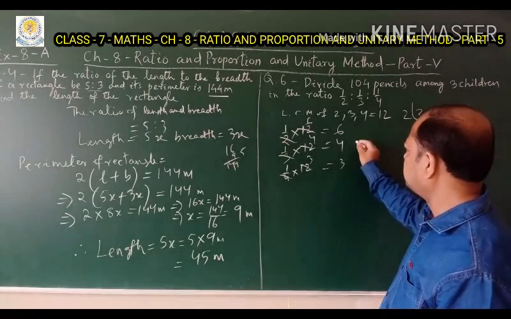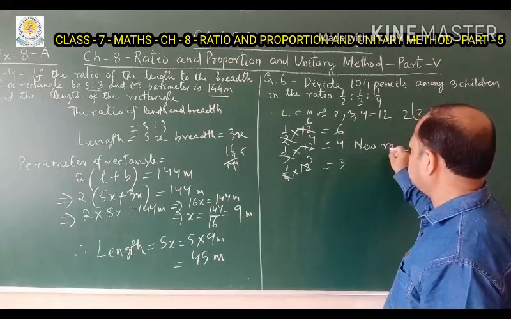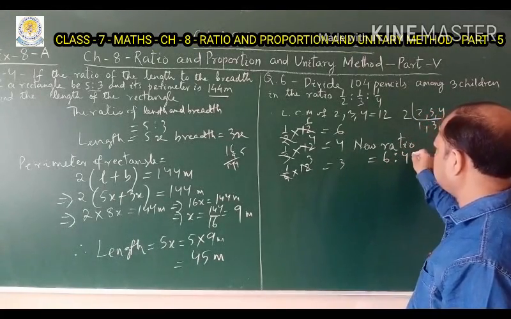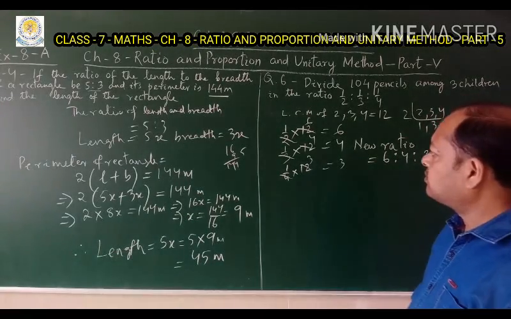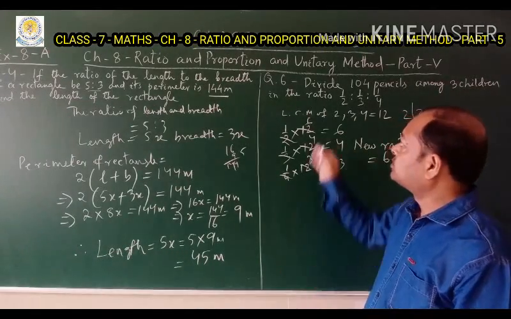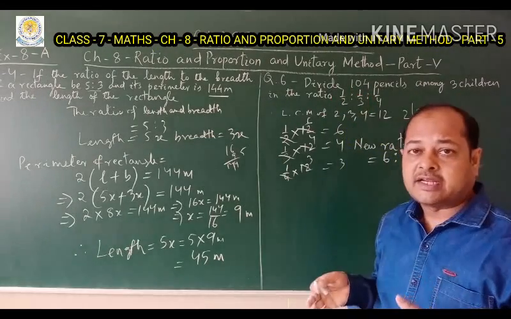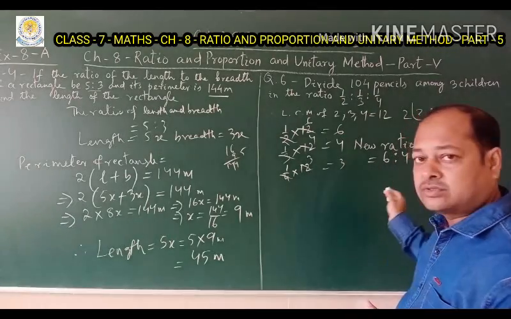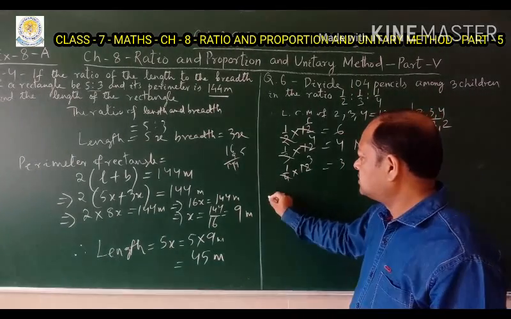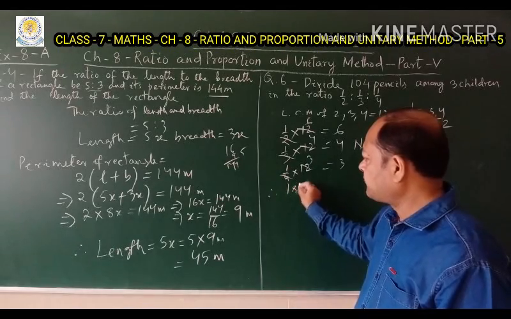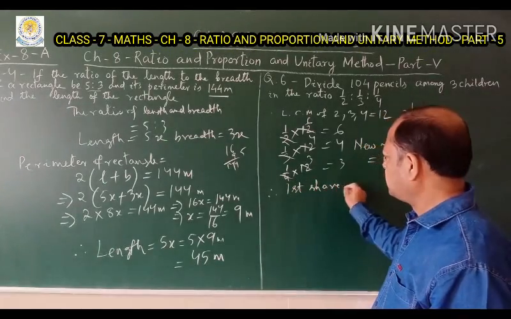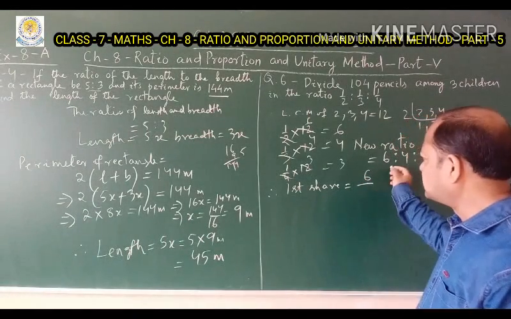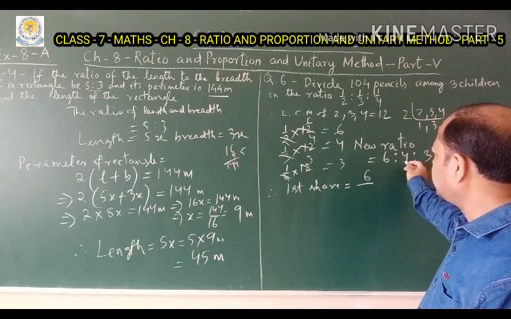So the new ratio equal to how much? That is 6 is to 4 is to 3. Now we have to find out the shares, because the total pencils are 104. You have to divide into 3 shares so that they will get in this ratio, that is 6 is to 4 is to 3. Therefore the first share equal to how much? First share is 6. So 6 upon the total. How much is the total share? That is 6 plus 4 is 10, 10 plus 3 is 13.